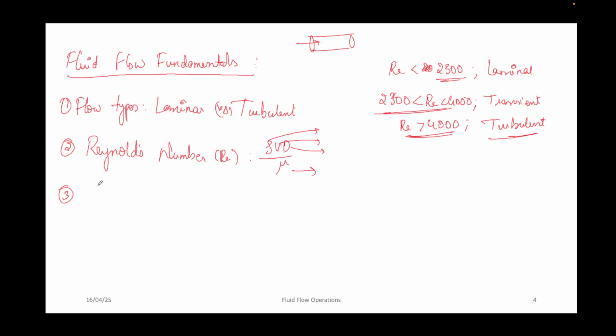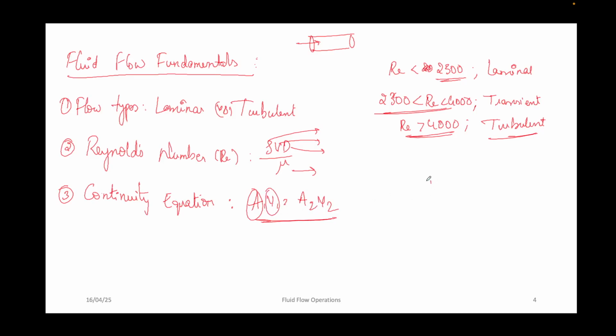And then we discussed the continuity equation. So what is the continuity equation? Just give me the equation. In a continuous flow, A1 V1 will be equal to A2 V2, right? So A is area, V is velocity, and this is at two different locations.